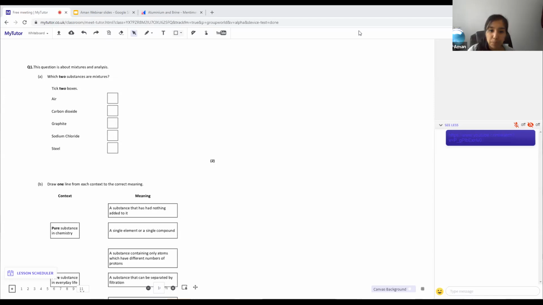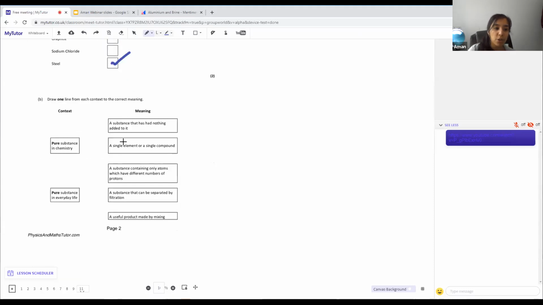Okay. So sodium chloride is not a mixture. That is an ionic compound. Graphite is not a mixture. It's made of carbon. Carbon dioxide is a compound. It's made of carbon and oxygen. It's a covalent molecule. It's air. Excellent. And steel. So steel is an alloy. So air and steel. Good. Well done. So air and steel.